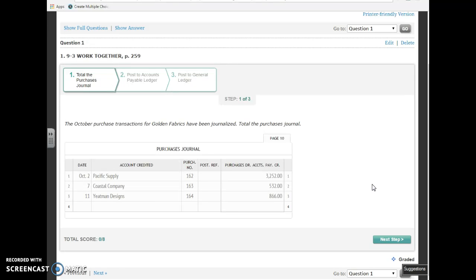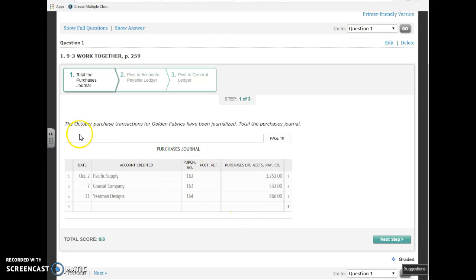Again, if you purchased items via cash, merchandise that you're going to sell in your store, but you paid cash for them, it will not go on a purchases journal. Also, if you purchase supplies, things like that for your store, it will not go on a purchases journal. The only thing that goes onto a purchases journal is when you purchase merchandise on account. We have a purchases debit, accounts payable credit, when you're purchasing merchandise you're going to then resell.